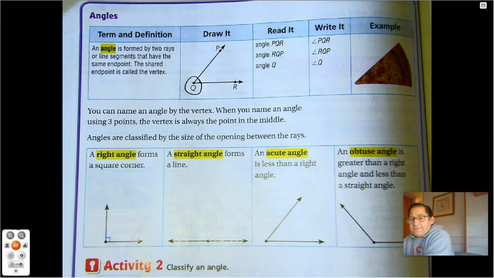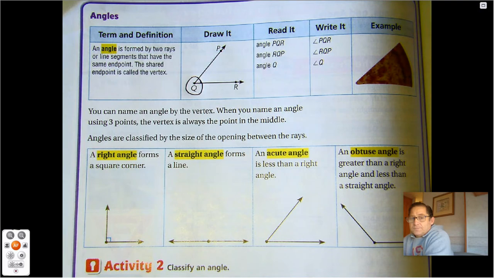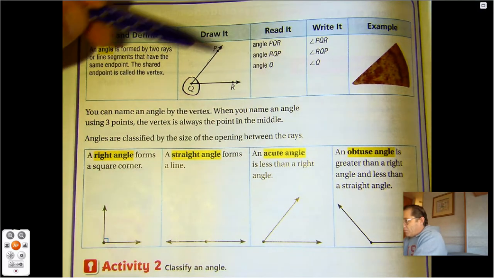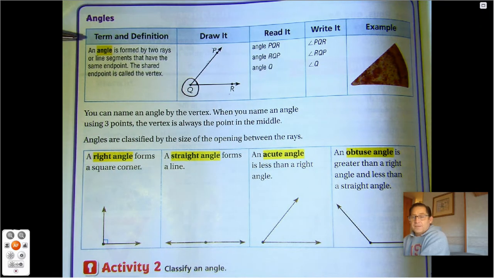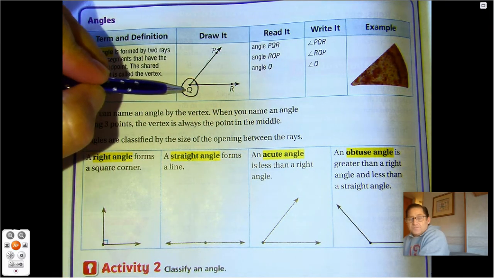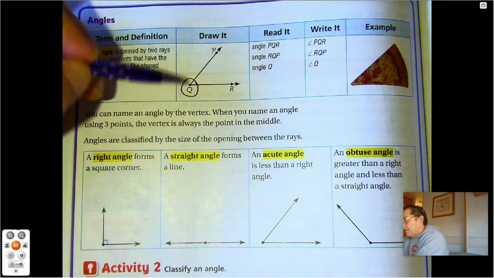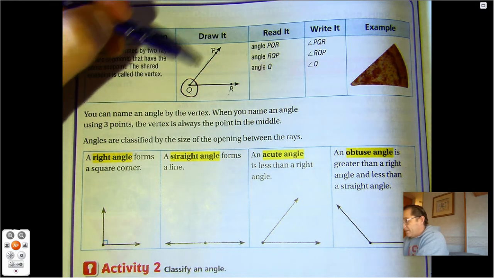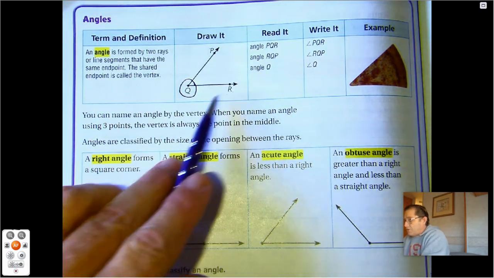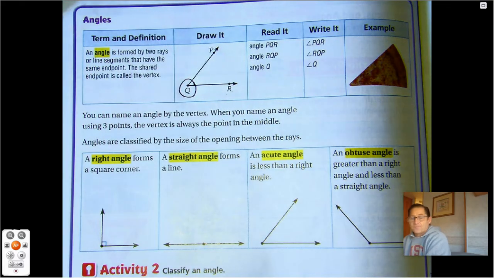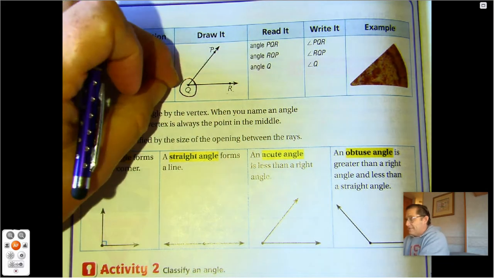This shared endpoint is called the vertex. So there are 3 different ways we can name this angle. I can name this angle PQR. The vertex is always in the middle when we name the angles, PQR. Or I can go the other direction, RQP. Or I could just say this is angle Q.